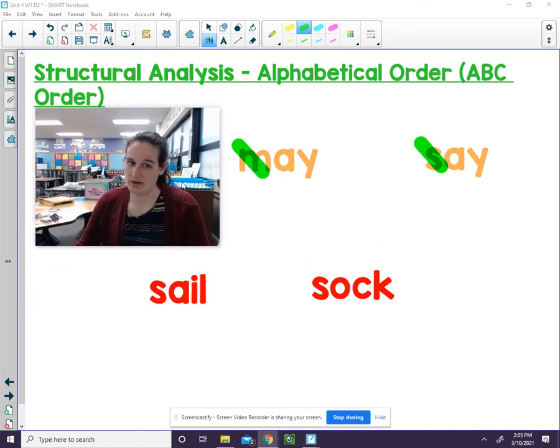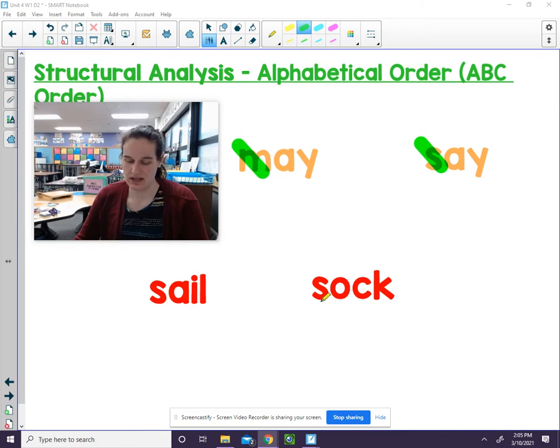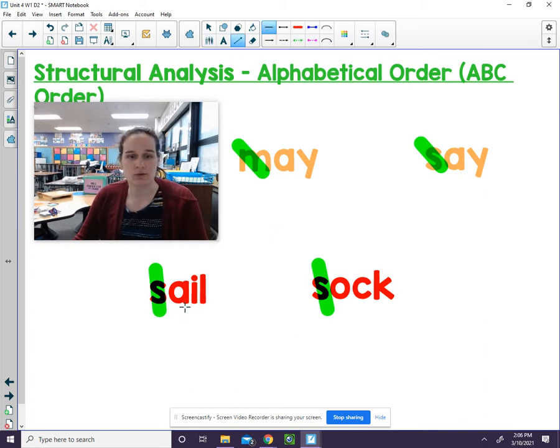We're going to take a look now at these 2 words, sail and sock. Take a look at the first letters. They both begin with the same first letter, and that sometimes will happen. If that happens, we have to look at the second letter. We can look at the second letter then to decide which word comes first in A, B, C order. A comes before O in the alphabet. So sail would come before sock.